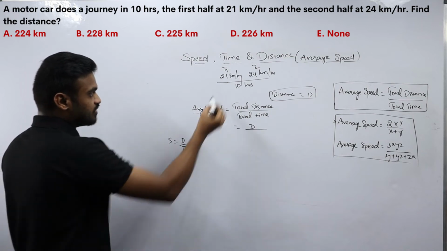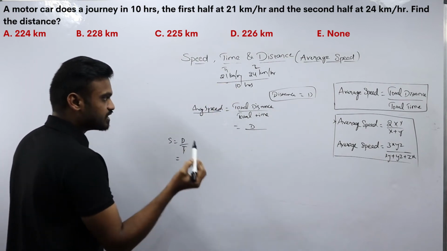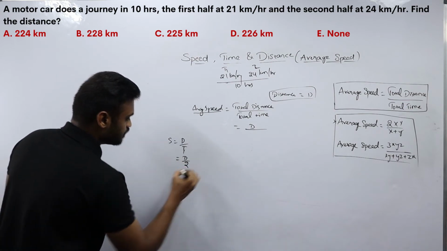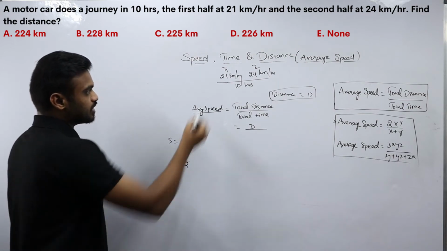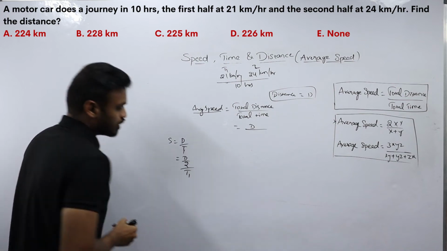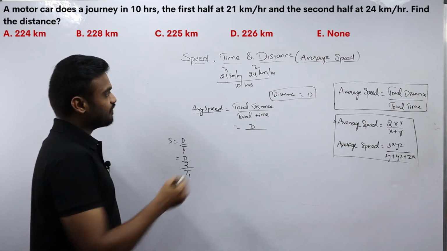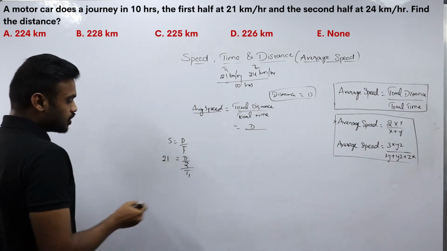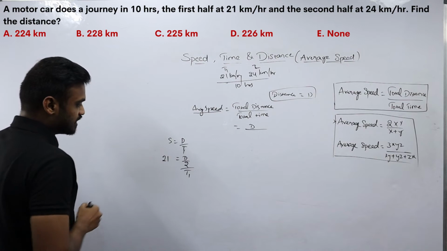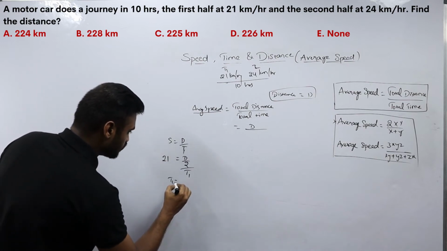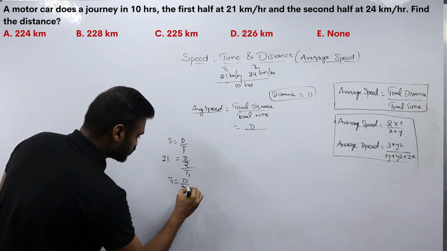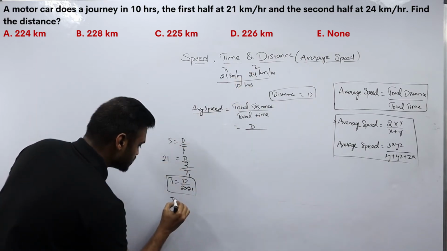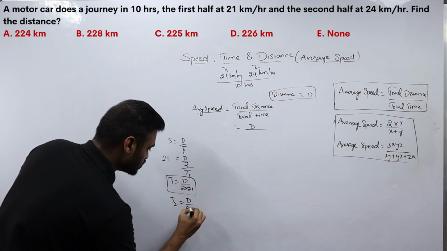What is the distance covered in the first case? That is half of the distance. The total distance is d here and half of the distance is d by 2. Now what is the total time here? That is t1. What is the speed travelled in the first case? That is 21 km per hour. Now if I send this t1 to the left hand side, I will get t1 equal to d by 2 into 21. In the same way we can write t2 as t2 equal to d by 2 into 24.